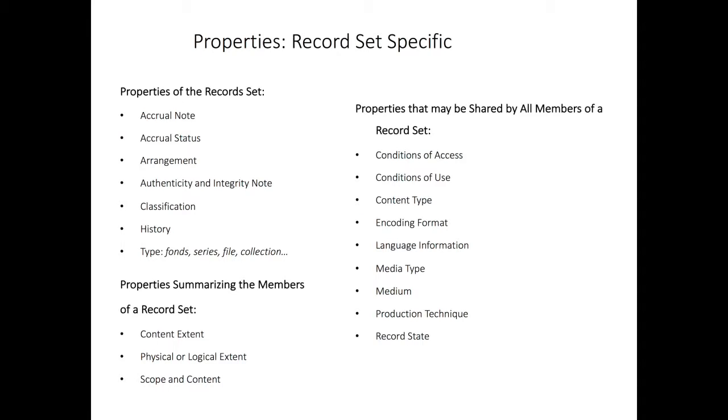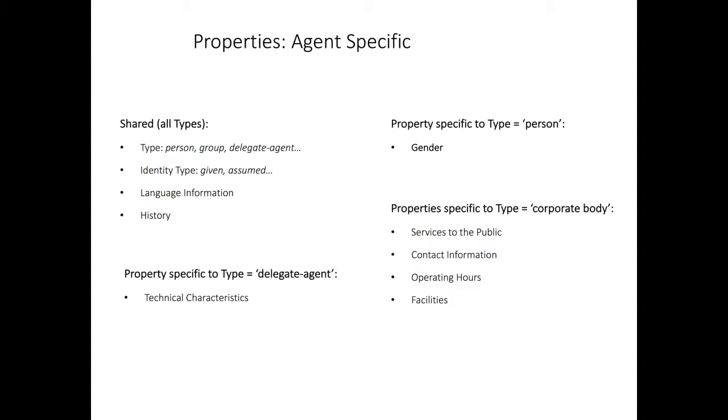Looking at the other entities, three of them have specific additional properties. For the agent entity, there are properties which define their type, person or corporate body, and identity type, as I mentioned previously, so given perhaps or assumed, as well as an agent's history and associated language information. There are some that relate also to particular types of agent, so the gender of a person, the technical characteristics of a delegate agent, as well as a set of properties relating to corporate bodies that allow the capture of the information in relation to institutions holding archives set out in the ICA's ISDIAH standard, so services to the public, contact information, operating hours and facilities.